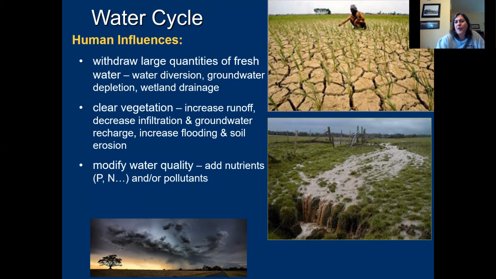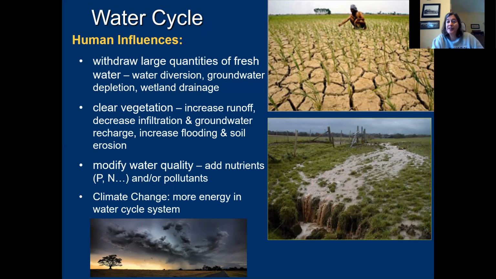And then, of course, we're modifying the water quality. We have nutrients through fertilizer runoff. We put chemicals in the water. So there's various things we do that impact the quality of the water that we have. And because of climate change, because of the excess heating on planet Earth, because of all of the greenhouse gases that we put in the atmosphere, we are driving a more energetic water cycle than we've had in the past. And we're seeing that play out in all kinds of ways, which we'll talk about in our climate change unit.